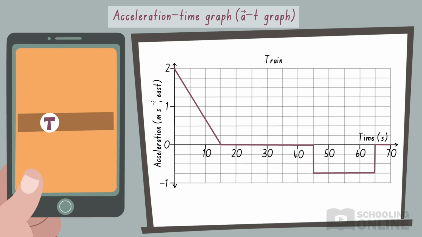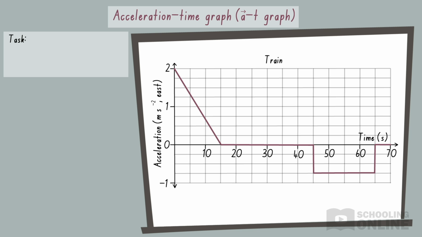Between 15 and 45 seconds, the train is not accelerating. Therefore, it travels with the same speed and direction. From 45 to 65 seconds, the train's acceleration is minus 0.75 metres per second squared east. It decelerates and slows down as it approaches the next station.